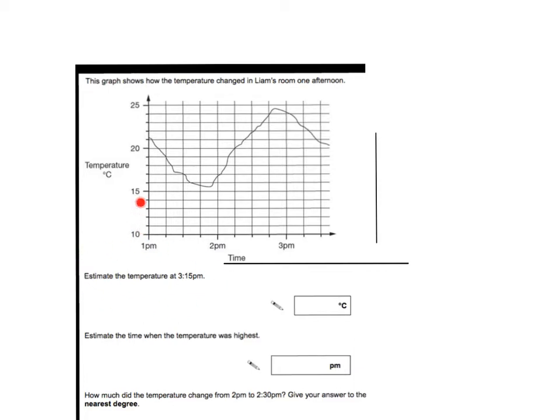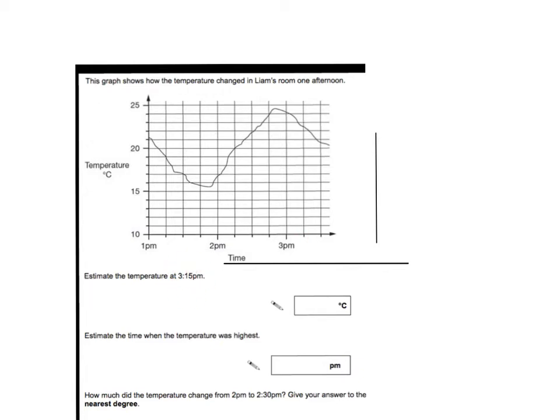Now I don't know what the temperature is going to be, so I'm going to have to work from what I do know, which is the time. And I can see that between 1 o'clock and 2 o'clock there were 1, 2, 3, 4 jumps. So if I split an hour into 4, they're going to be 15 minutes each. So 1 o'clock, 1:15, 1:30, 1:45, 2 o'clock. So I know that if I'm looking for 3:15, it's going to be the first line after 3 o'clock, which is here.